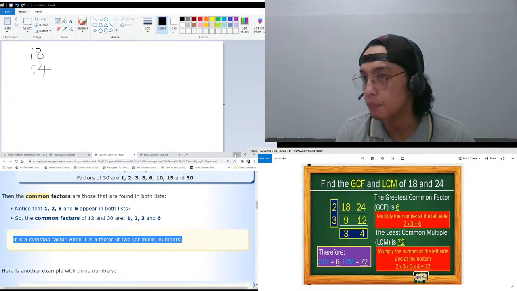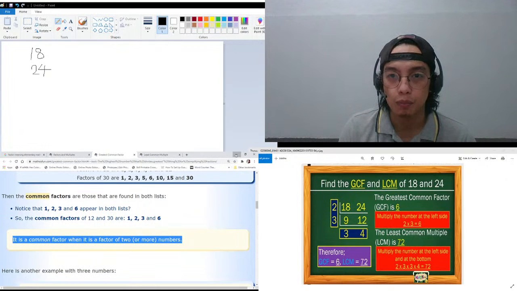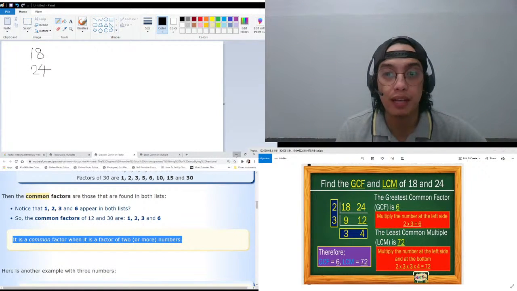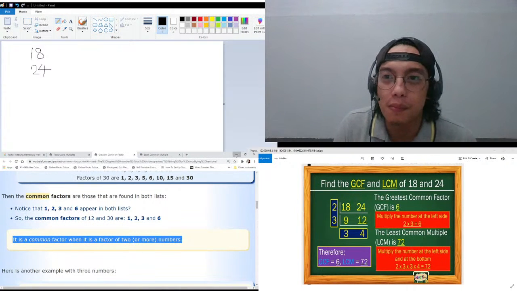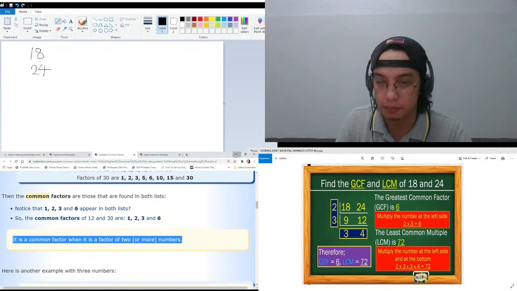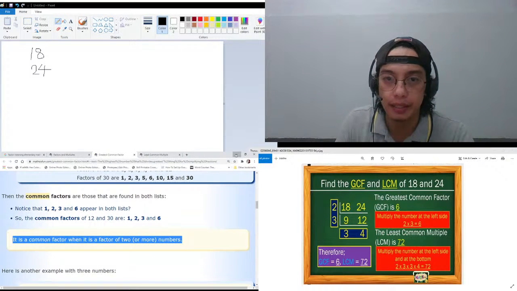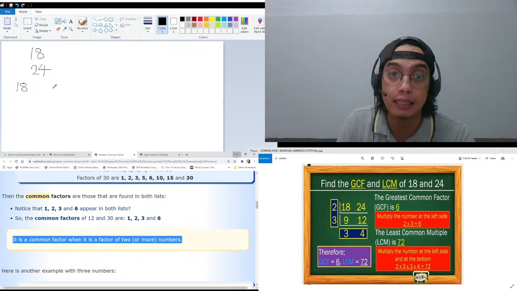You can see there the photo. This is another technique for solving GCF and LCM, but what I'm doing is here. Okay, 18 and 24. So first, let's think about what the factors of 18 are.